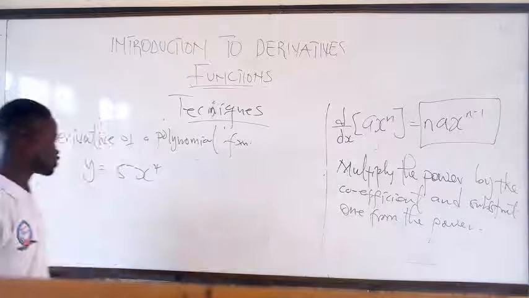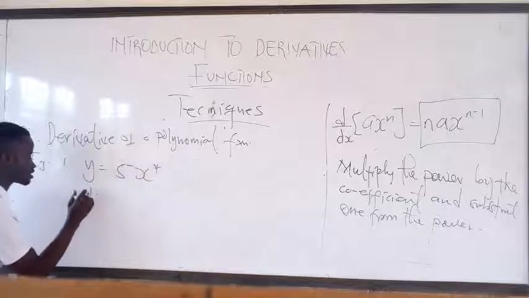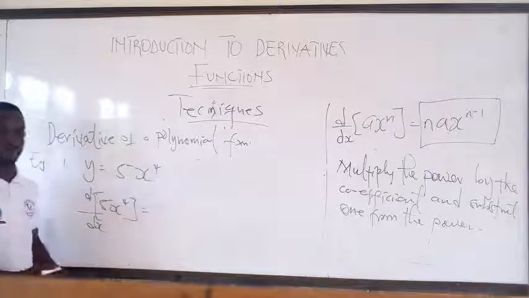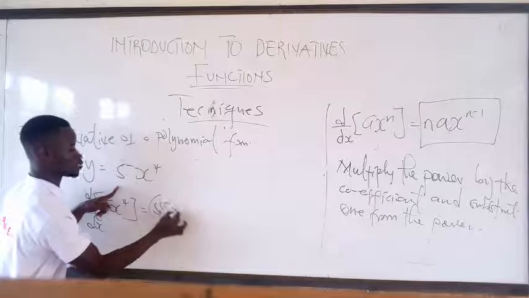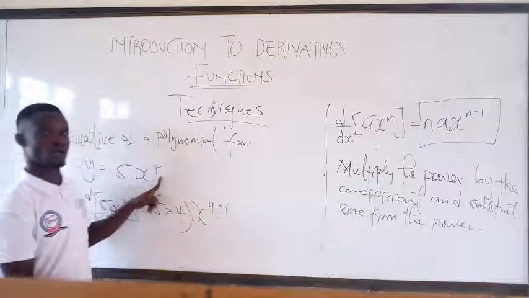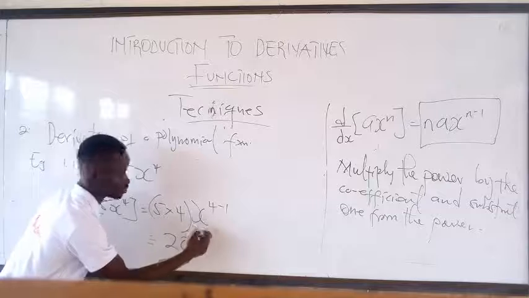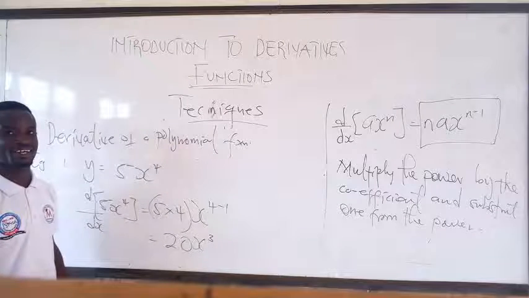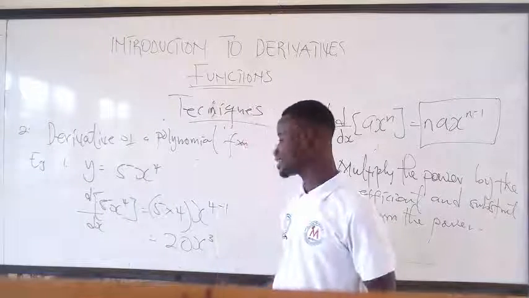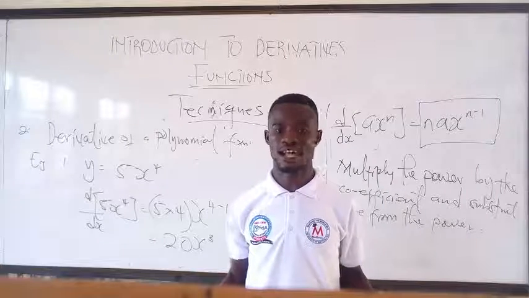Multiply the power by the coefficient. So we have the power, we have the coefficient. So the derivative of 5x to the power 4, dy/dx, will be 5 being multiplied by the power, 4, and subtract 1 from the power. And that is going to give you 20x to the power 3. With this, if the question is there, just by looking at it, you can get the answer.